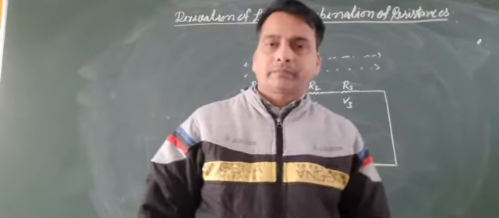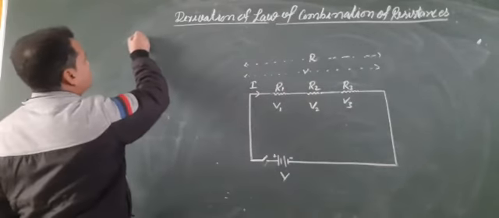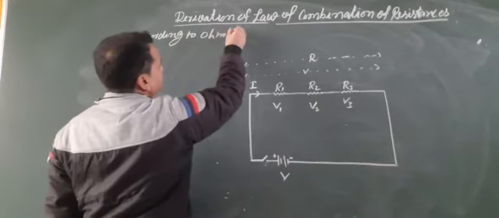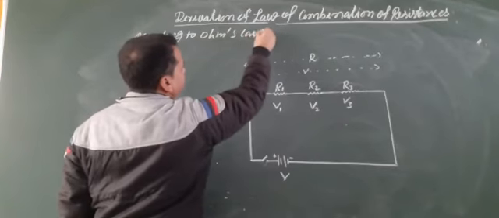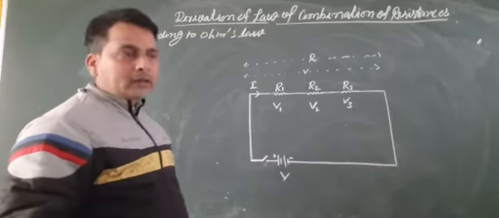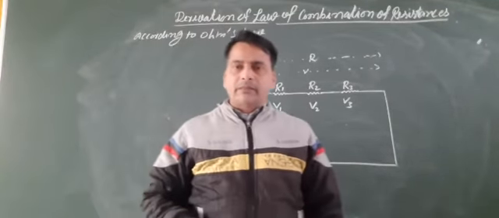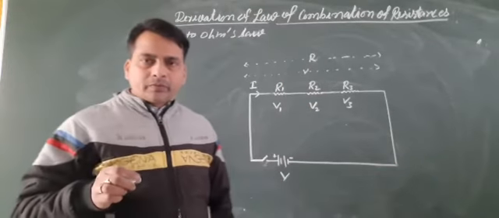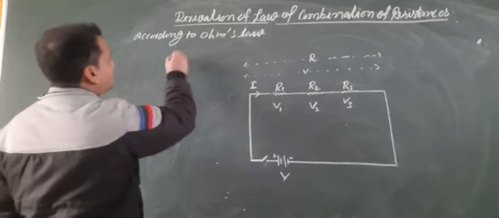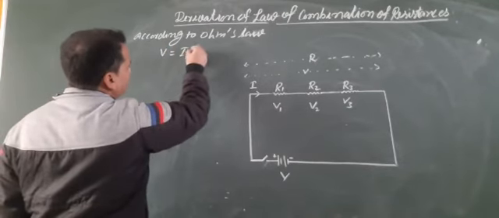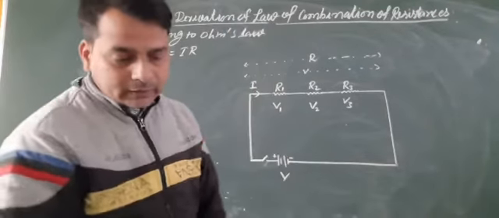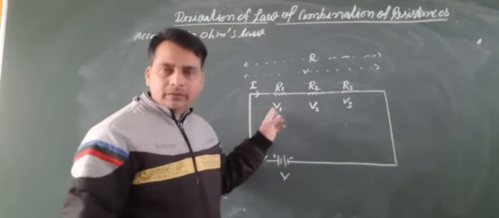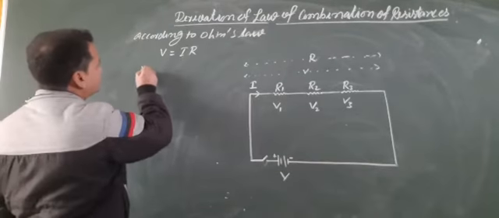According to Ohm's law, as you know, the potential difference is the product of the electric current and resistance, that is V equals I into R. Here the potential difference on resistor R1 is V1.